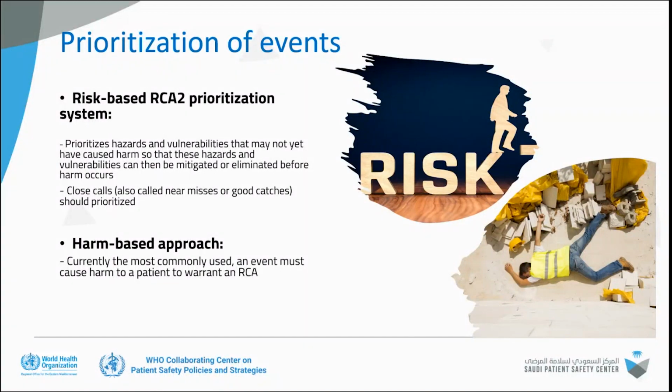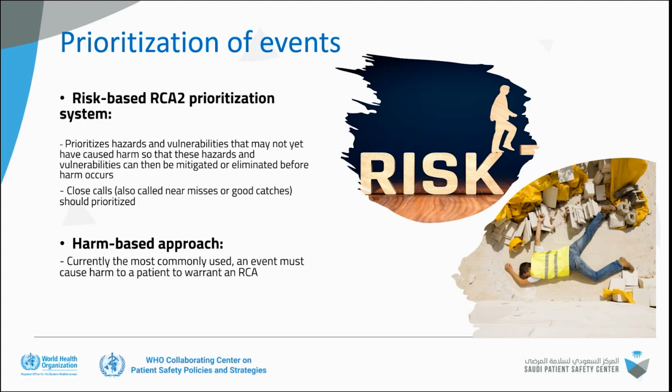The ideal way is to analyze all patient safety events using the root cause analysis method. But if it's not possible, you have to have a prioritization method. The two main prioritization methods are known as risk-based RCA or harm-based RCA. Let's start with the harm-based. Harm-based is currently the most commonly used. The event must cause harm to a patient to warrant an RCA. So we only focus on events that have already caused harm.